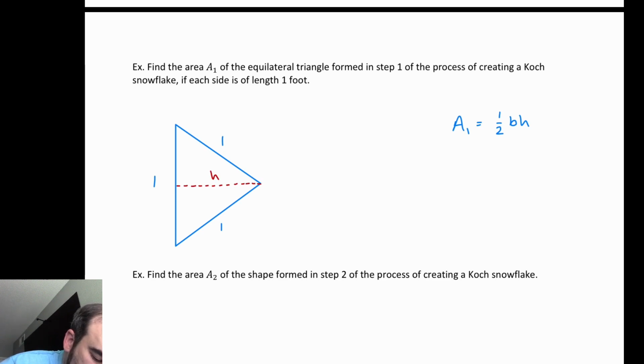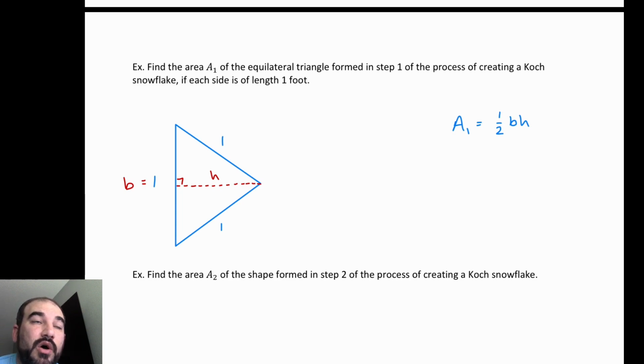That would be h if I call this side the base. The height would be the length of that dashed line from one side perpendicularly up to the peak on the other side. So we actually need to find that height if we want to find the area.